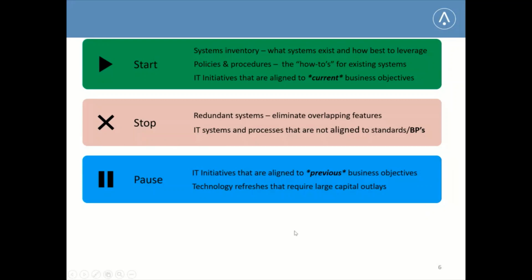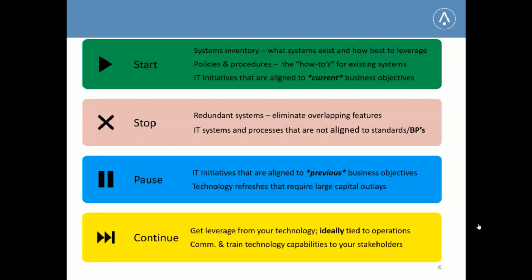Finally, in the continue section, what we want to look at here is technology that is operating and operating well. We want to get maximum leverage from that technology. It kind of goes back to the how-tos that we were talking about starting up. But you want to look at your technology, especially technology that's ideally tied to your operations right now. Those are critical in uncertain times that we create business continuity in our operations. And so we want to get leverage from our technology.